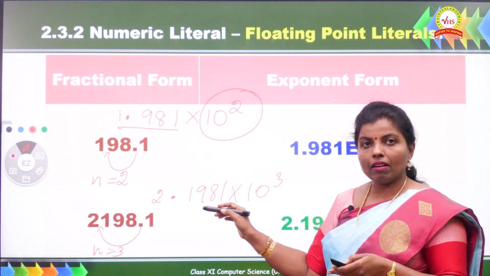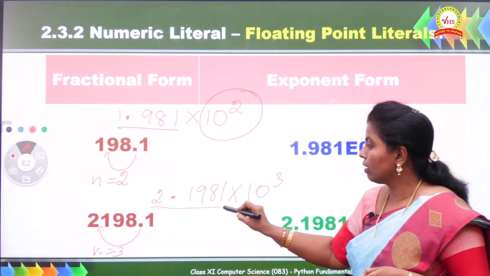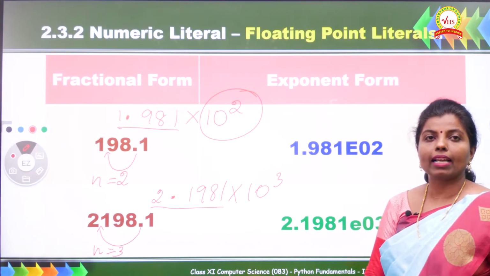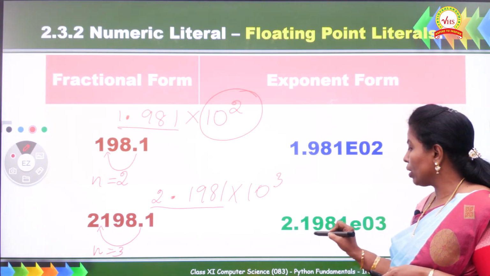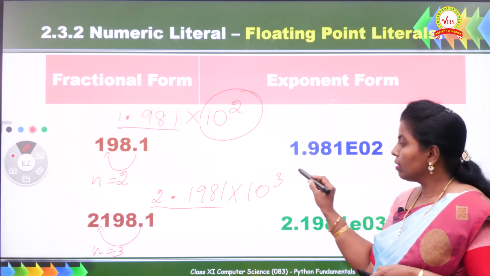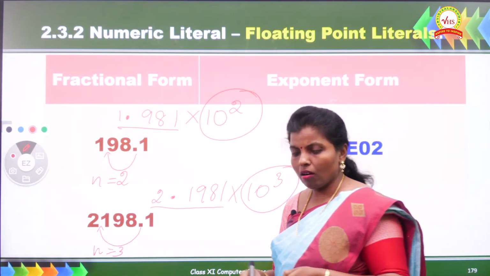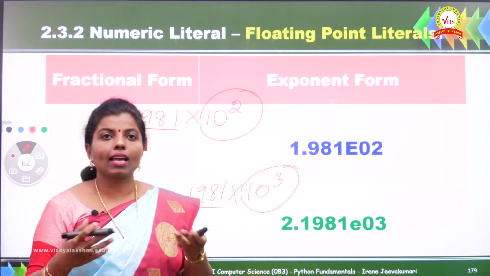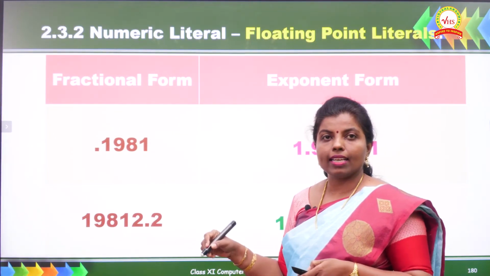So, when I represent the number in the exponent form, I will write the real form as it is, 2.1981, and this 10 power 3 will be represented as E03 or capital letter E3. It can be written in any form. Let us see the other examples.